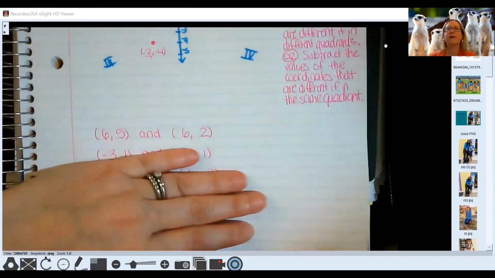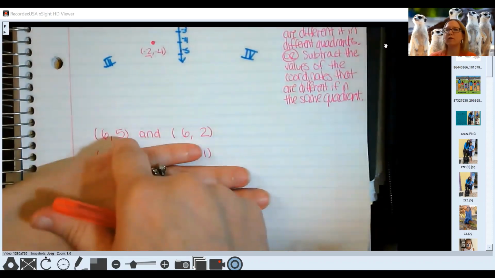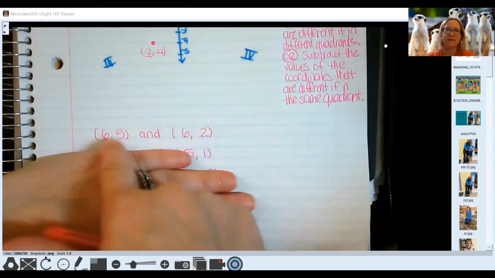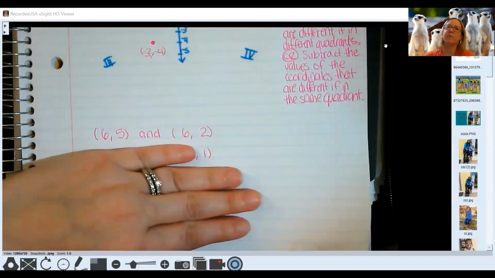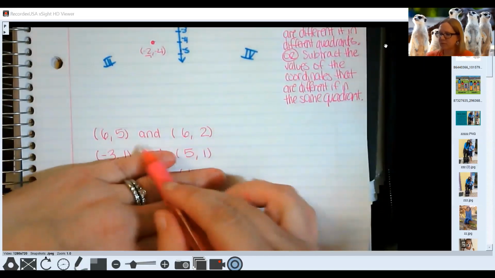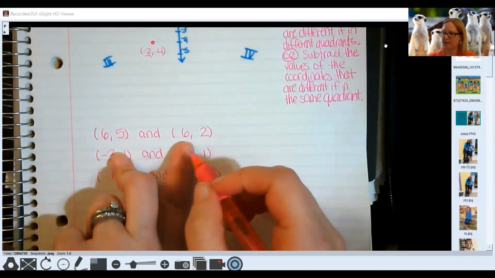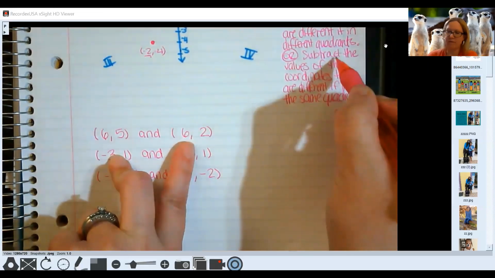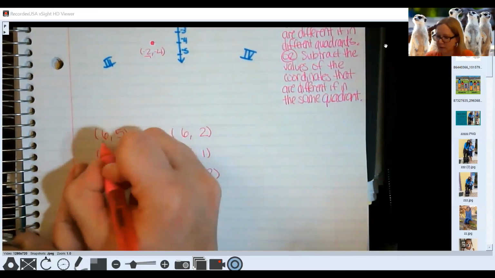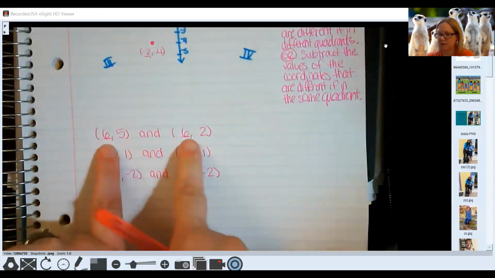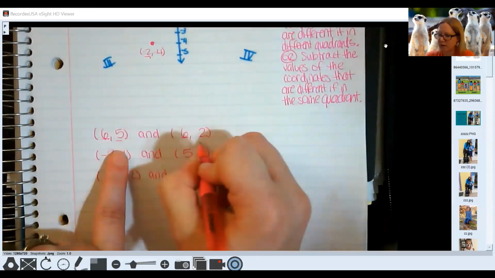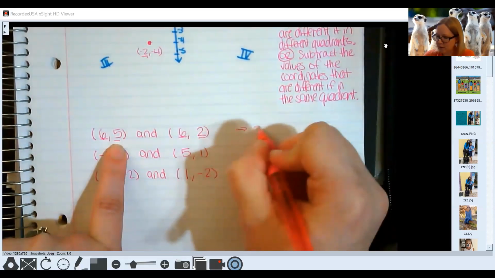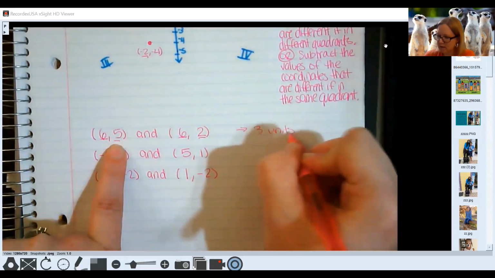To do that though, I need to figure out if these are in the same quadrant or different quadrants. Well, both of these points have only positive coordinates. So I know they're both in quadrant 1. Since they're in the same quadrant, I'm going to subtract the values of the coordinates that are different. So the 6's are not different. The x coordinates are not different. So the y coordinates are different.